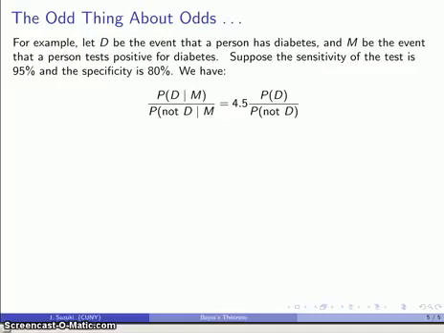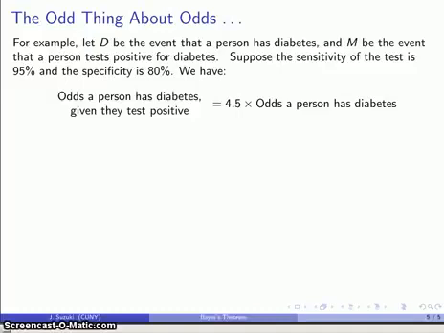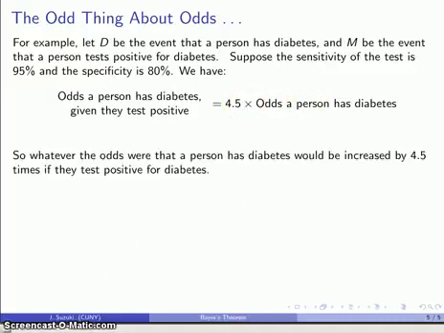And now we have our expression that relates the prior odds of having diabetes to the posterior odds of having diabetes. And so, in words, this is the odds that a person has diabetes, given that they've tested positive, is 4.5 times the odds that they have diabetes in the first place. And so that means whatever the odds were that a person had diabetes would be increased by a factor of 4.5 if they in fact tested positive.